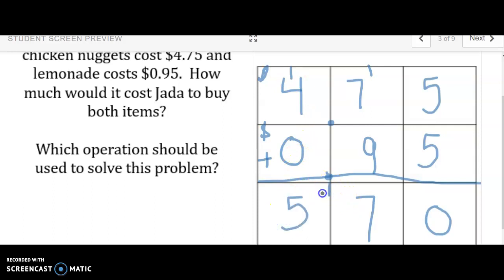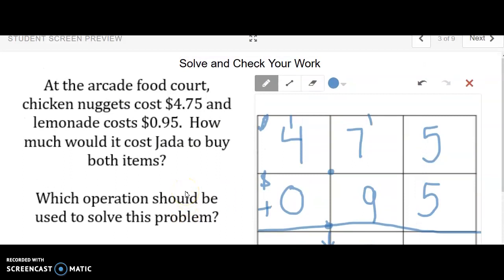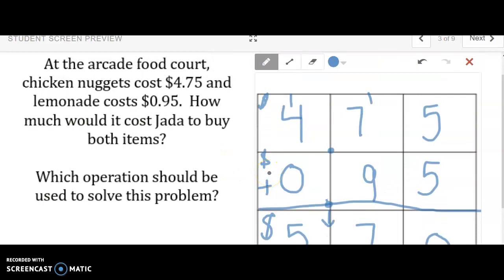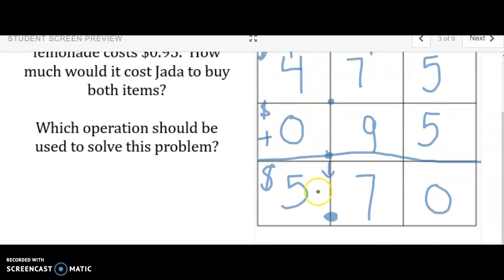We've got to bring that decimal point down. Don't forget, we need a nice decimal point. So Jada, is that right? I forget. Yep, Jada. Jada is going to spend $5.70 on her chicken nuggets and her lemonade. If you did not do this, go back to slide 3 and fix your problem.